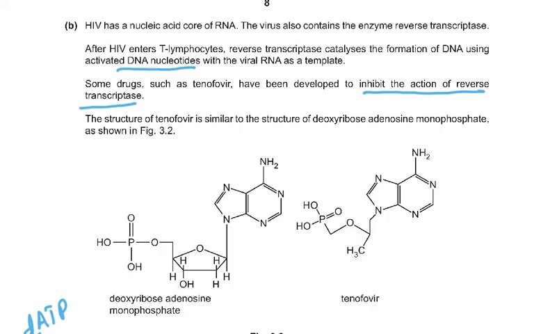And tenofovir has no 3-OH. There is no 3-OH, so the next nucleotide cannot form a phosphodiester bond. Or you can say no deoxyribose, so it cannot form the phosphodiester bond. There's no deoxyribose. So no phosphodiester bond can be formed.